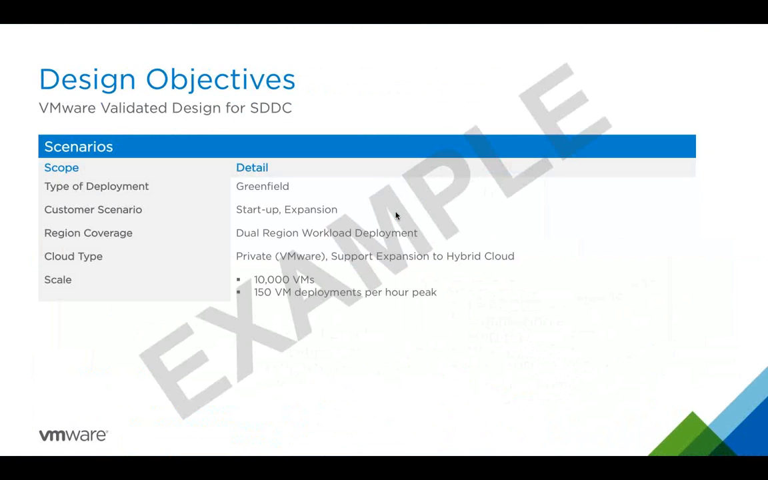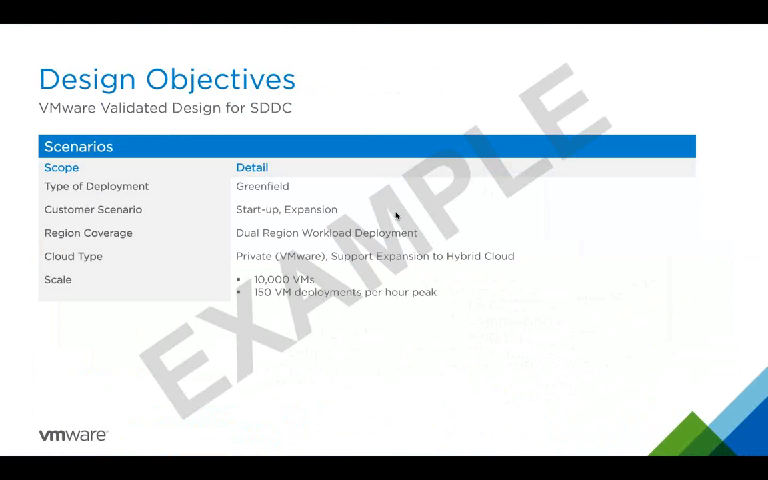So what we did is we wrote down, and there are a couple of different examples here straight from the documentation you can download, what objectives we want to define before we actually build a design. We lay down things like what type of deployment this is going to be, greenfield or brownfield. We chose greenfield. Greenfield doesn't necessarily mean a net new data center; it could be a parallel installation in an existing data center.